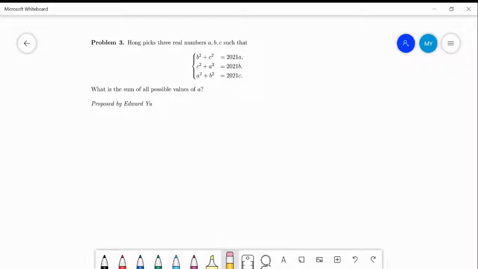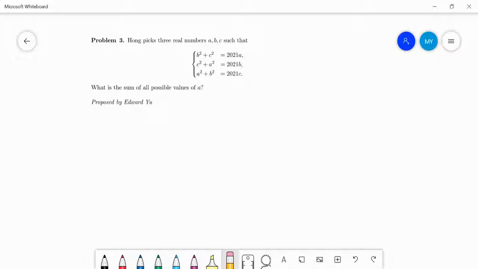So I'm Michael, and I'll be explaining problem number 3 on the Washington Gold HMMT PUMaC team selection test. So the problem goes as follows. We have Hong here. Hong picks 3 real numbers, a, b, c, such that b squared plus c squared is equal to 2021 times a, c squared plus a squared equals 2021 times b, and a squared plus b squared equals 2021 times c. And we'd like to know the sum of all possible values of a.